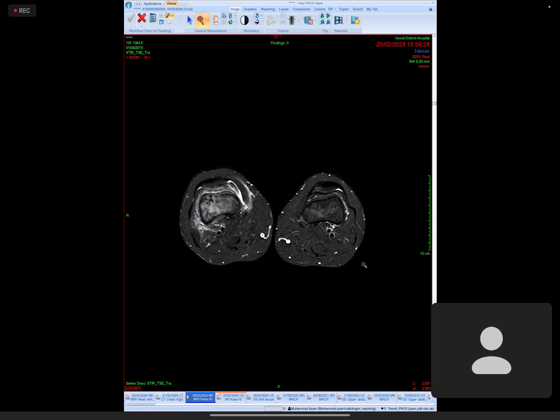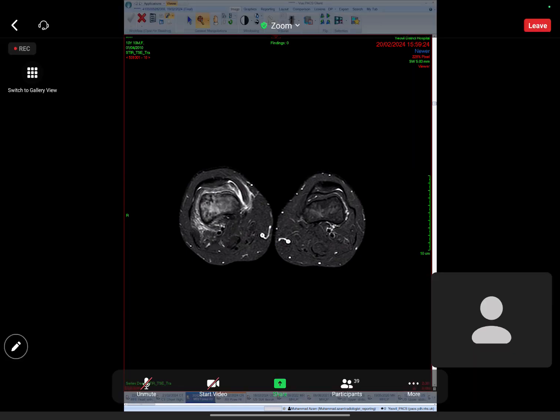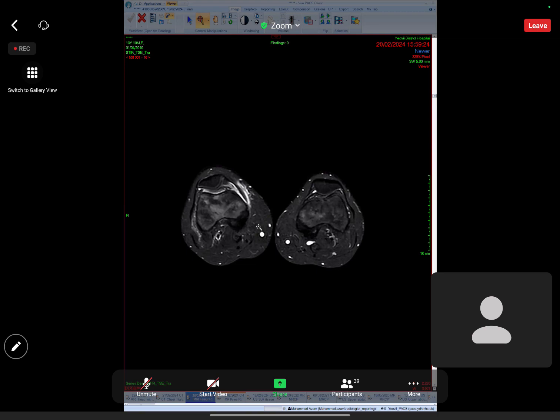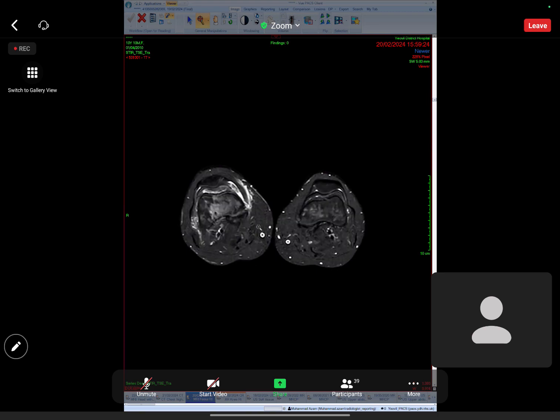So, okay. The neurovascular bundle appears to be, I mean, there is fluid stranding around it, but I don't see any obvious involvement of the neurovascular bundle. I shall put this in my report as well.